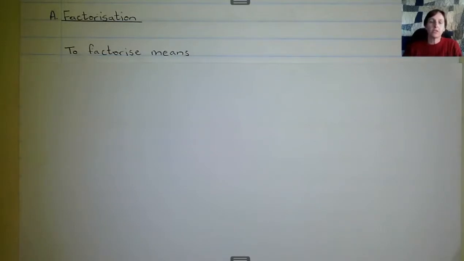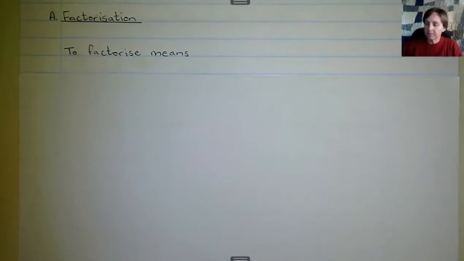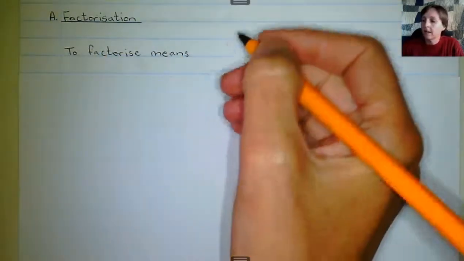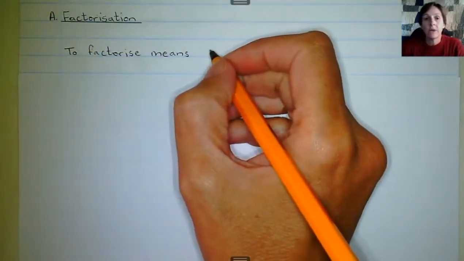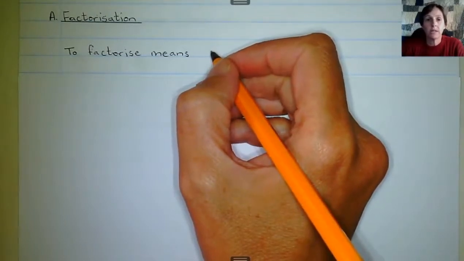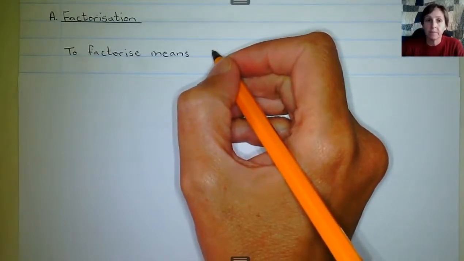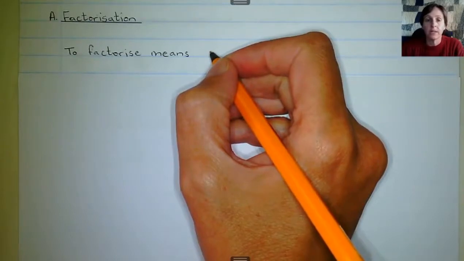So to factorize means to write a number as a product of its prime factors. Remember, that means that if I take any number, I can break it down into prime numbers and multiply the prime numbers together and get any number, just depending on the combination that I use to multiply them together with.